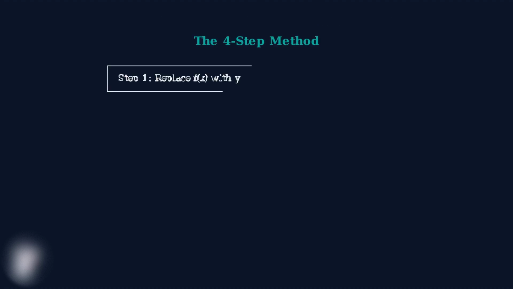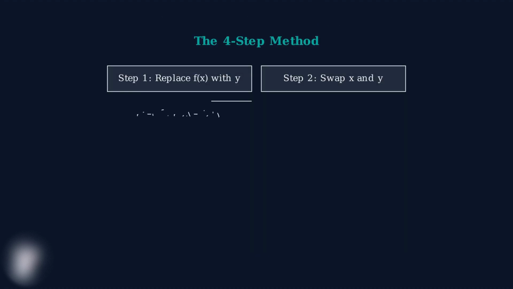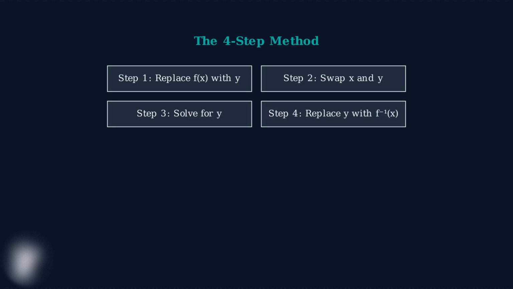Here's our systematic four-step method for finding inverse functions. Each step has a specific purpose and builds on the previous one. Step 1 replaces the function notation with y to make the algebra easier. Step 2 swaps the variables because we want to express the original input in terms of the output. Step 3 solves for y to isolate our new function. Step 4 gives us the final inverse function notation.